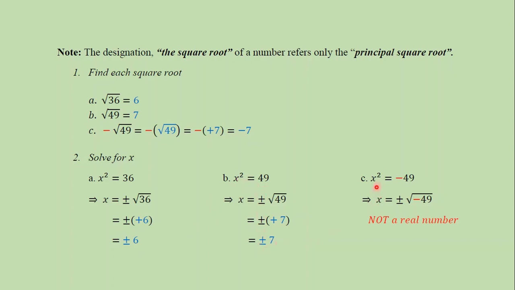How about this one? So x squared equals negative 49. So you can write x equals plus minus square root of negative 49. But this is not a real number. This is a complex number. So there is no real solution for this problem.